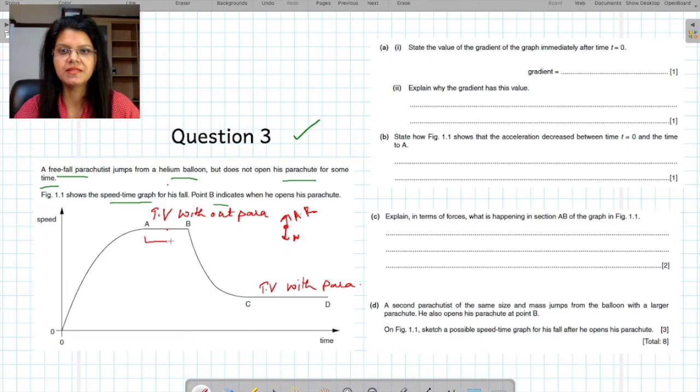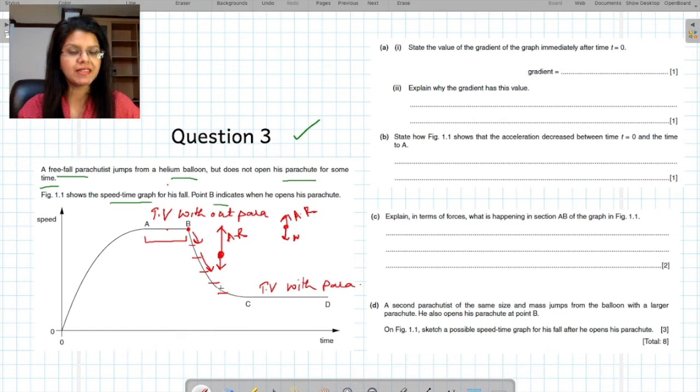We are talking about this point. But after point B, what happens? Air resistance increases. This weight will not increase, but the air resistance goes up suddenly. We are talking after point B. Air resistance increases a lot, right? Now the air resistance will go down as you fall down. Why is the air resistance going down? Because if you see, your speed is going down. When the speed goes down, the air resistance goes down and down and down.